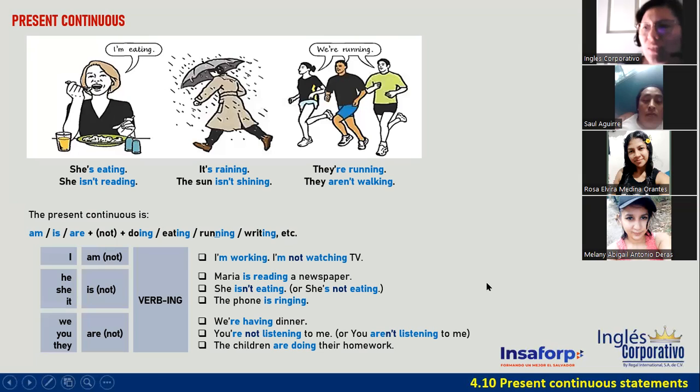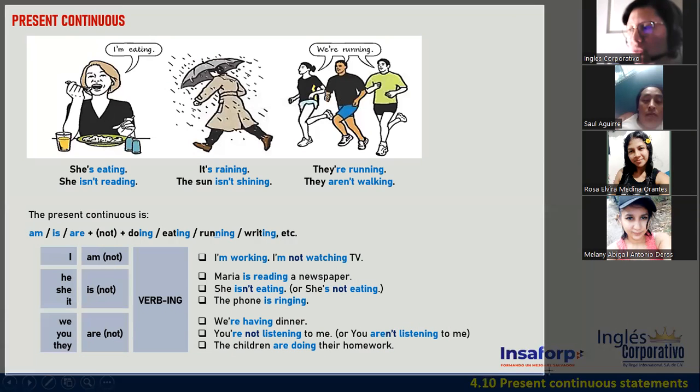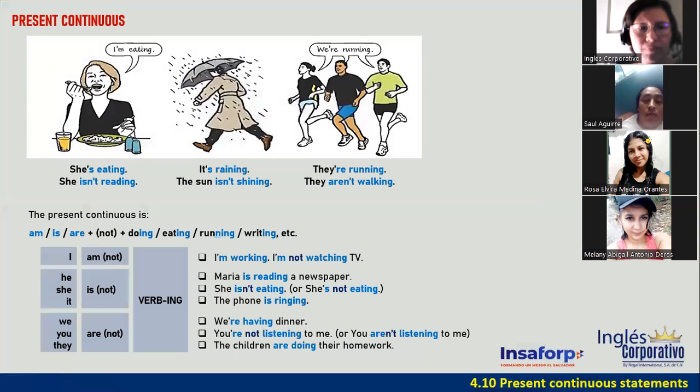Now, take a look at the exercises that we have, I mean, the examples that we have, right? We have, I'm working, I'm not watching TV. Maria is reading a newspaper. She isn't eating. Or she's not eating, right? The phone is ringing. We're having dinner. You're not listening to me. Or you aren't listening to me. The children are doing their homework, right? So these are some examples of present continuous. I'm going to share with you this in the chat. There you go.